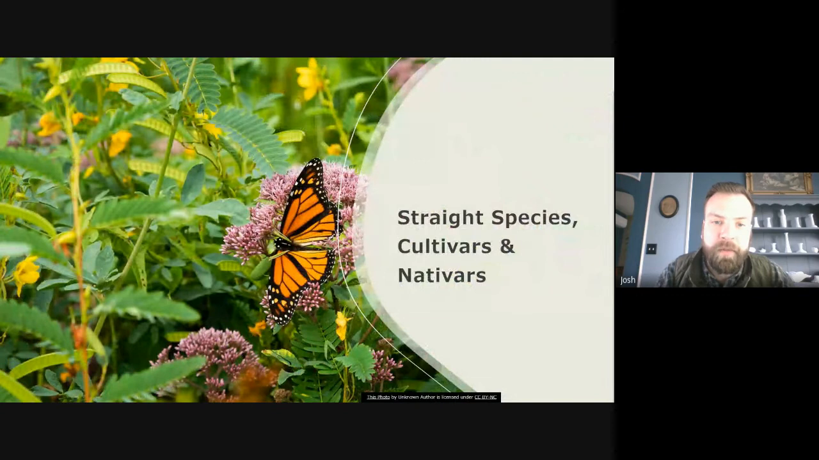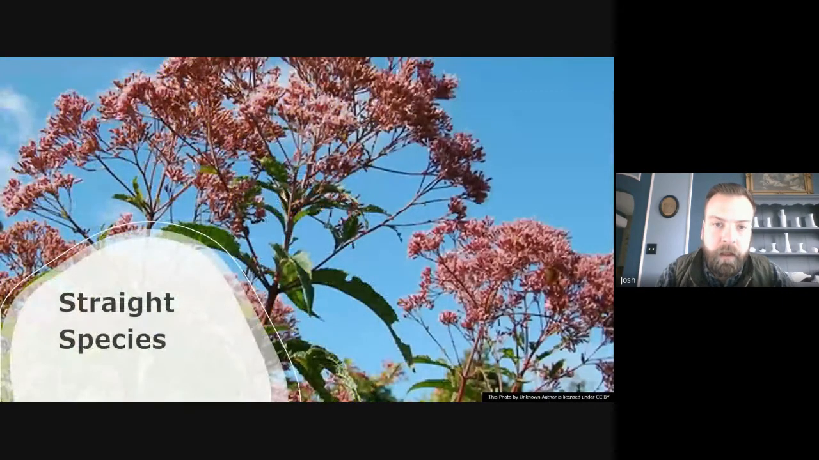An important part of the plant vocabulary that stewards should know is the difference between straight species, cultivars, and nativars. Straight species of native plants are plants that have not been altered by human desires through breeding or other interventions, but rather remain in their natural state regarding characteristics such as bloom size and growth habit. This tends to be better for the local ecology as native pollinators and animals can easily recognize the plants and get their full benefit.